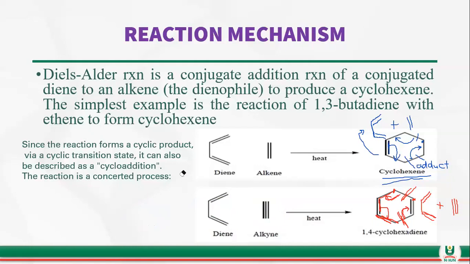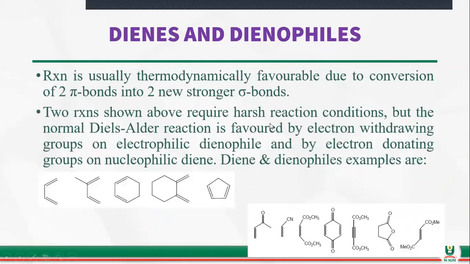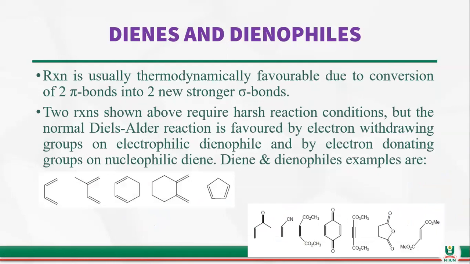And if you are given the opportunity to know the adduct, then you can say what are the starting materials, the diene and dienophile that form them. So let's now say, since we know that in the mechanism study, majorly the success of this reaction depends on these two key players, the diene and the dienophile.